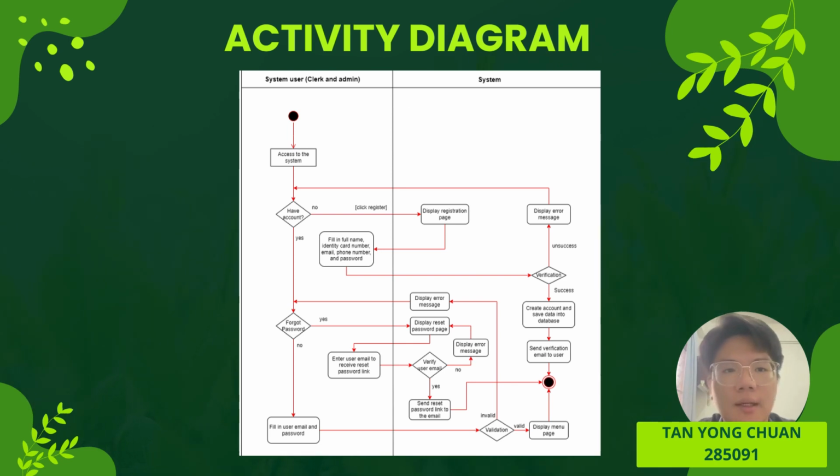Next, if the user chooses no in the forget password option, the user needs to fill in the username and password. After that, the system will have a validation process for the user email and password. If the validation process is valid, the system will display the menu page and end the system. If the validation process is invalid, the system will display an error message and return to the procedure where the user needs to choose whether or not they forgot their password.